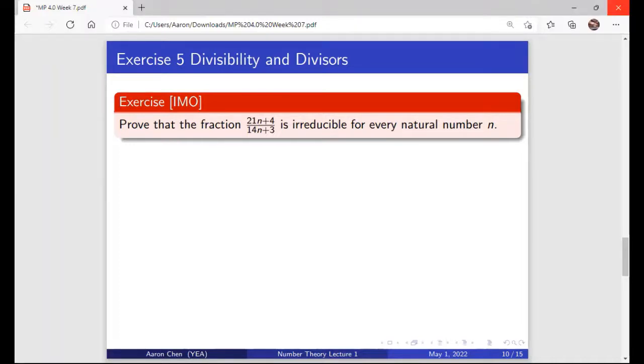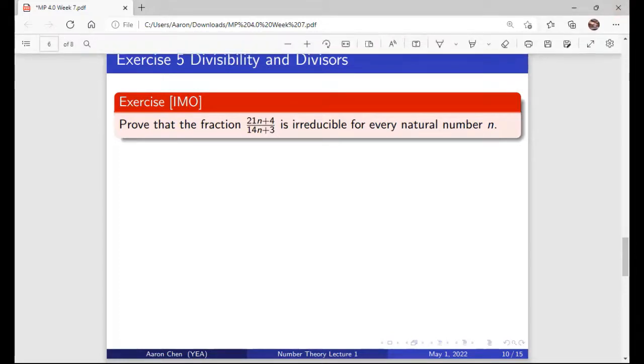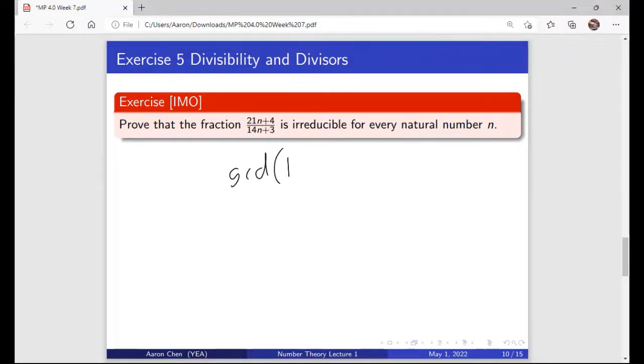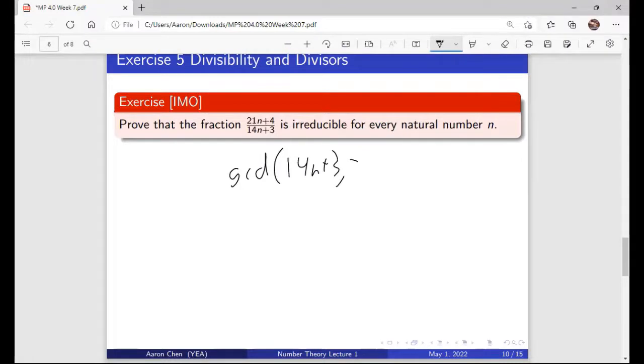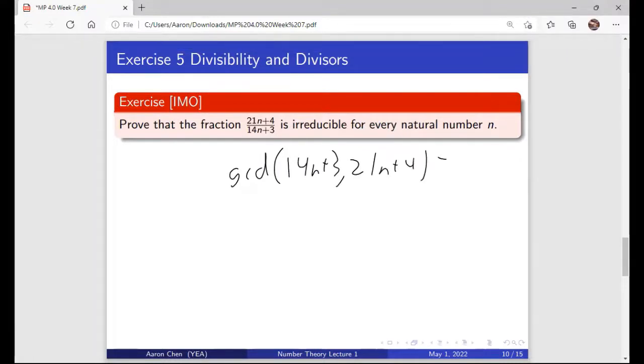All right, I'll start going over this problem now. So we want to prove that this fraction is irreducible for every natural number n. So basically this is the same as showing that the GCD of 14n plus 3 and 21n plus 4 is equal to 1.